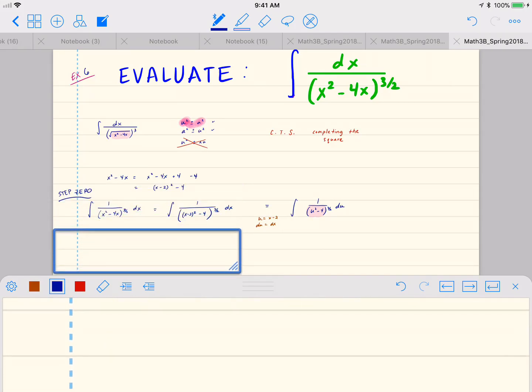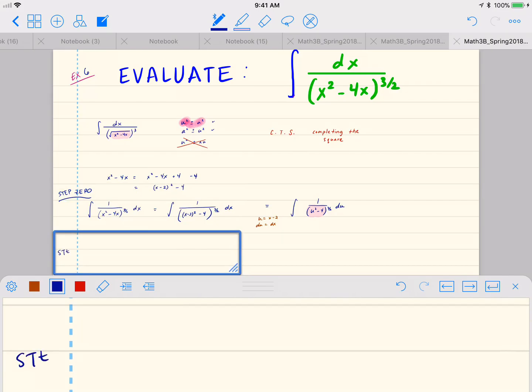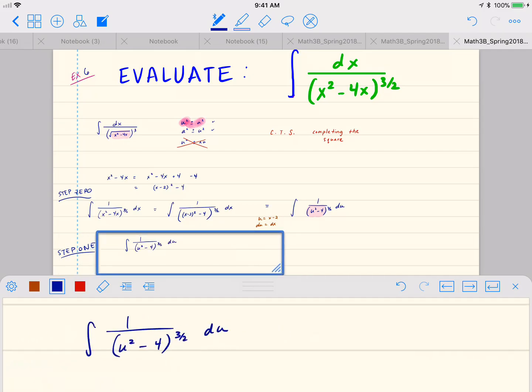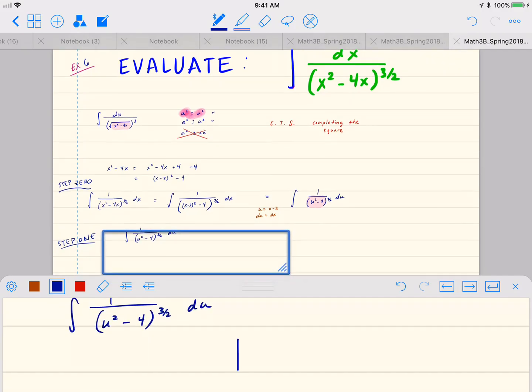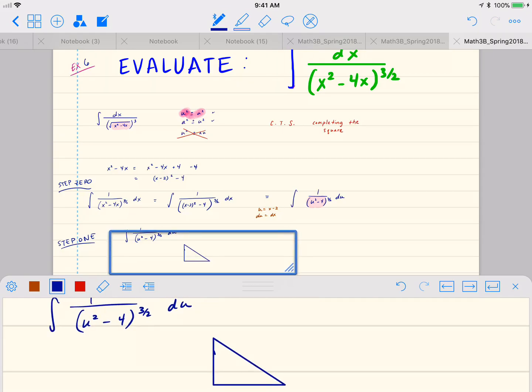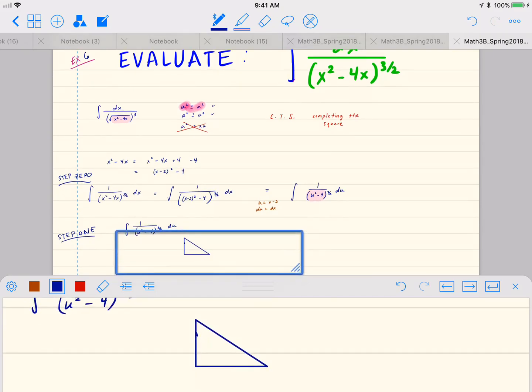We're now ready to get into step 1. And step 1 is going to involve our new integral, which is the integral of 1 over u squared minus 4 to the 3 halves du. So I'm going to set up my triangle. And down here I'll have the square root of u squared minus 4. So let's put that in here. And then up here this will be 2, and this will be u. And theta will be here.